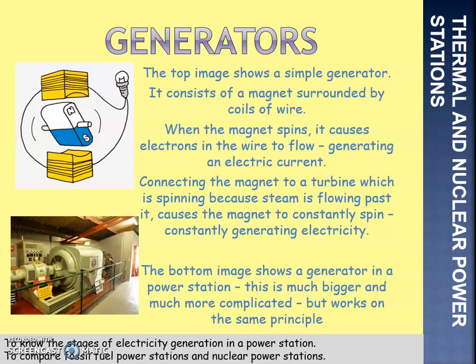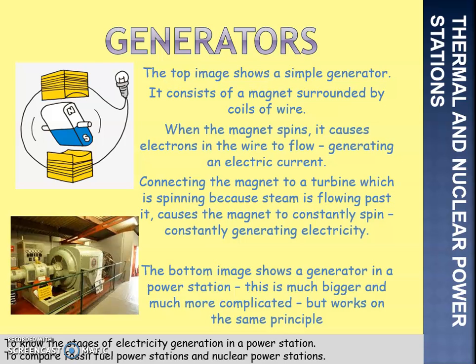Now when the magnet spins, it causes the electrons in the wire to flow. They are attracted and repelled by the north and south pole of the magnet. Now if we can make electrons move, if we can make electrons flow, that's an electric current. Connecting the magnet to the turbine, which is spinning because steam's flowing through it, causes the magnet to constantly spin. If the magnet's constantly spinning, we're constantly making electrons flow and move, and that's constantly generating an electric current.